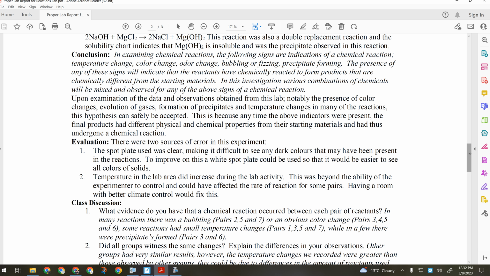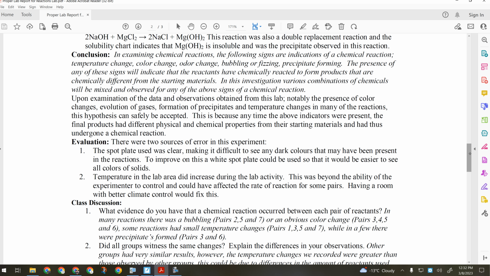Right. So what I've got written here is first in italics, I copied and pasted my hypothesis. And then I said, upon examination of the data and observations obtained from this lab, notably the presence of color changes, evolution of gases, formation of precipitates, and temperature changes in many of the reactions, this hypothesis can be safely accepted.